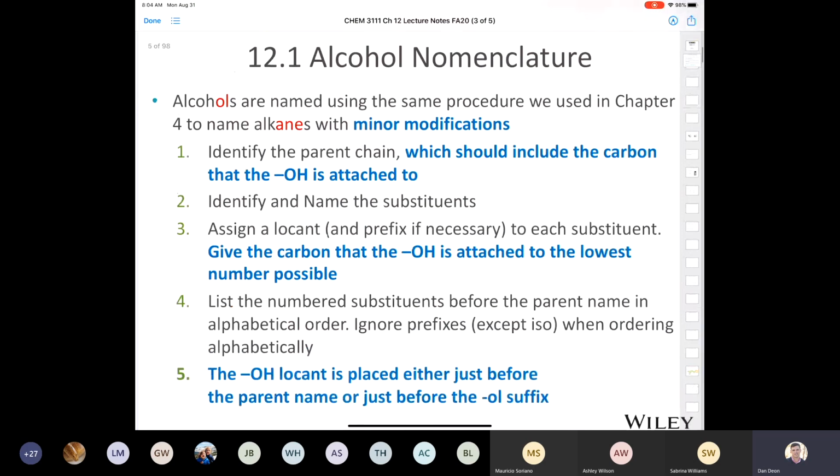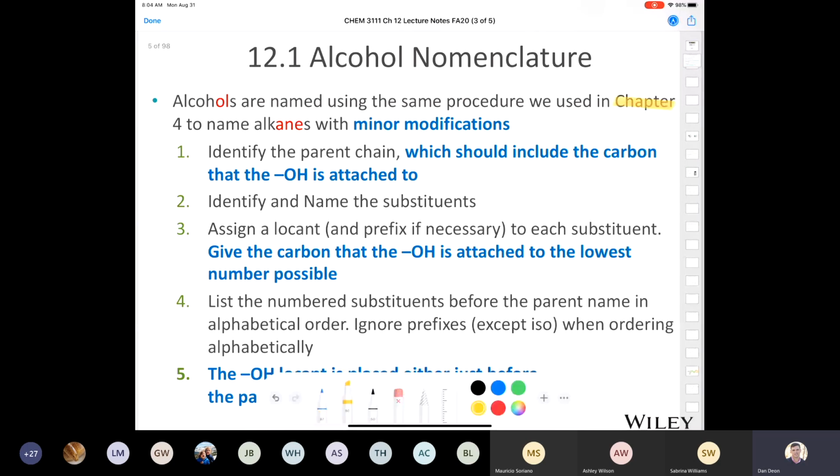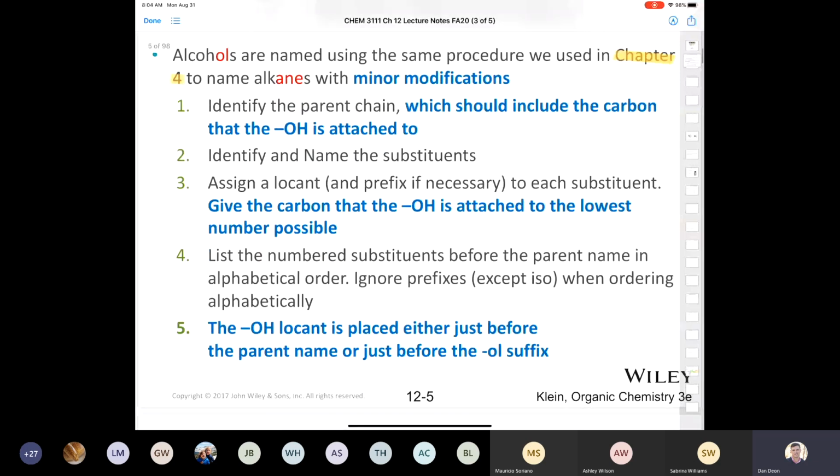So let's talk about how we would name an alcohol. Of course, I'm going to ask you some questions that deal with nomenclature, and I've assigned some questions from the book that deal with nomenclature as well. So let's take a look at the rules. It says here that alcohols are named using the same procedure we used way back in chapter 4 to name alkanes, just with a few modifications. That's one of the beautiful things about organic chemistry. If you understand nomenclature of alkanes, alkenes, and alkynes, which we looked at extensively in Organic Chemistry 1, then the nomenclature of alcohols isn't that much of a stretch.